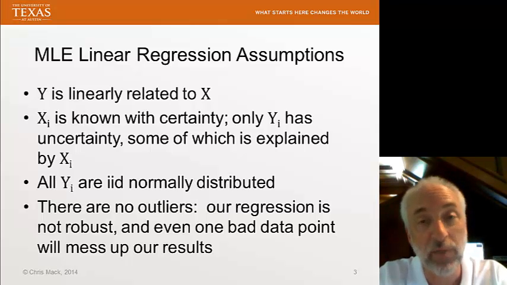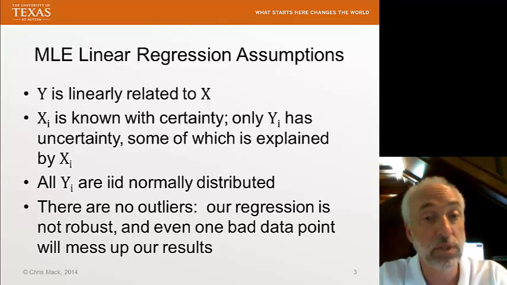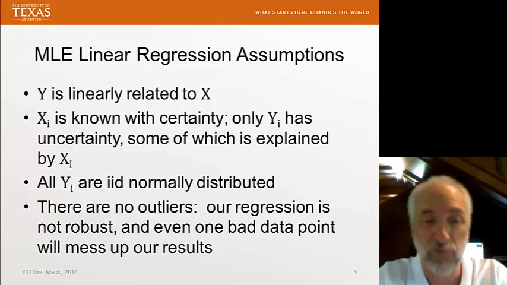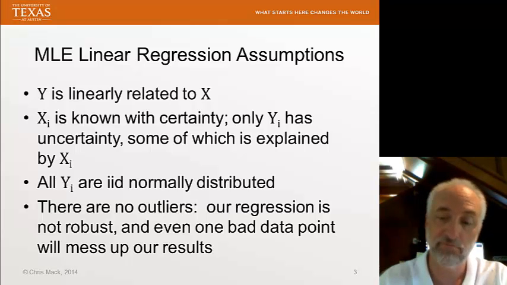We've talked a little bit about robustness and the robustness of estimators, and our estimators, MLE or LSE, for the slope and the intercept are not robust. In other words, even one bad data point will completely screw up our analysis and give us screwy results.